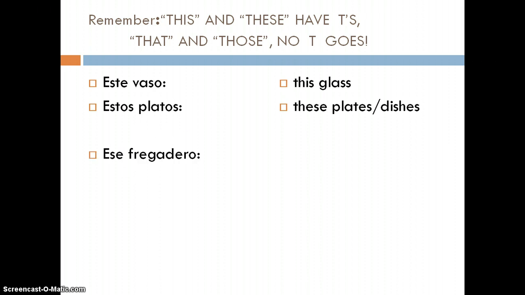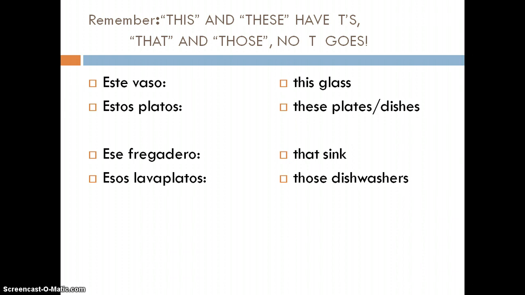And then we have ese fregadero, which means that sink. And we have esos lavaplatos, which means those dishwashers. So notice that and those, no T goes. In this first group up here, this and these have T's. In the second group, that and those, no T goes. So there's no T in ese and esos.